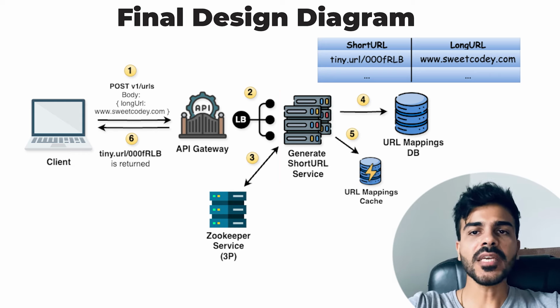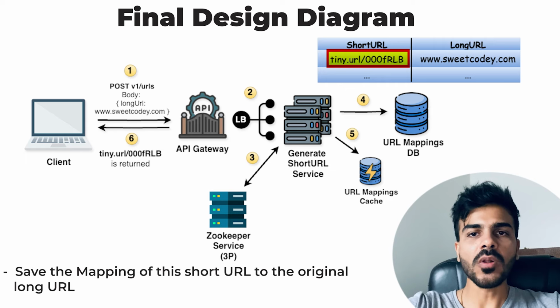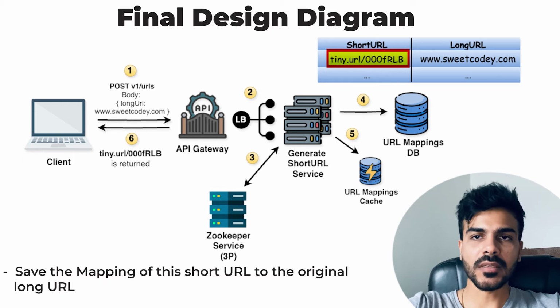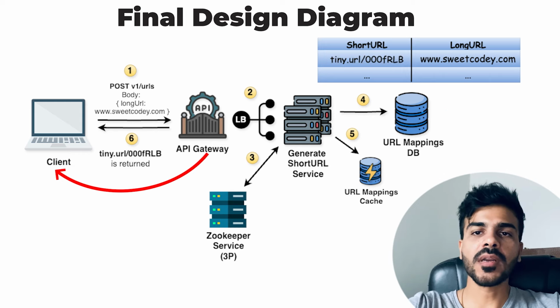Next, the generate short URL service would then use the counter that it got from the Zookeeper to create a short URL. Let's say it creates tiny.url/000frlb. It would then also save the mapping of this short URL to the original long URL in the URL mappings database, as you can see here. Also, for faster access, the mapping is also saved in the URL mappings cache. Finally, the generated short URL is returned to the client and the process is completed.